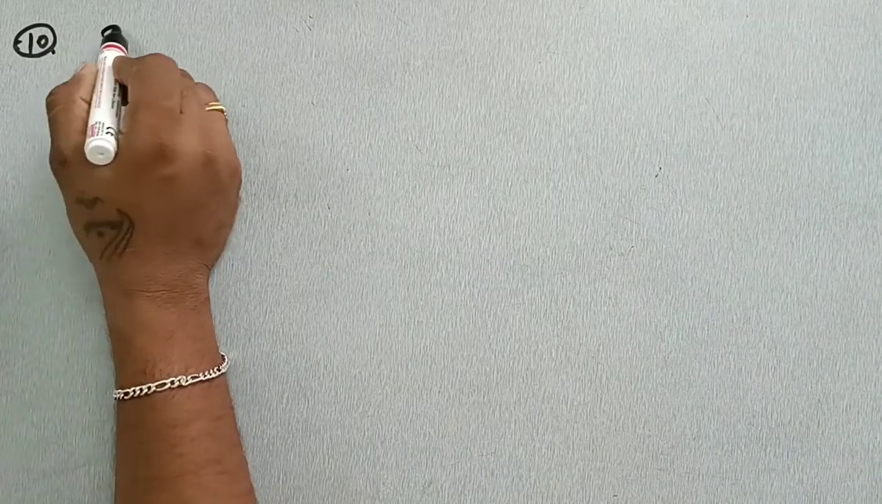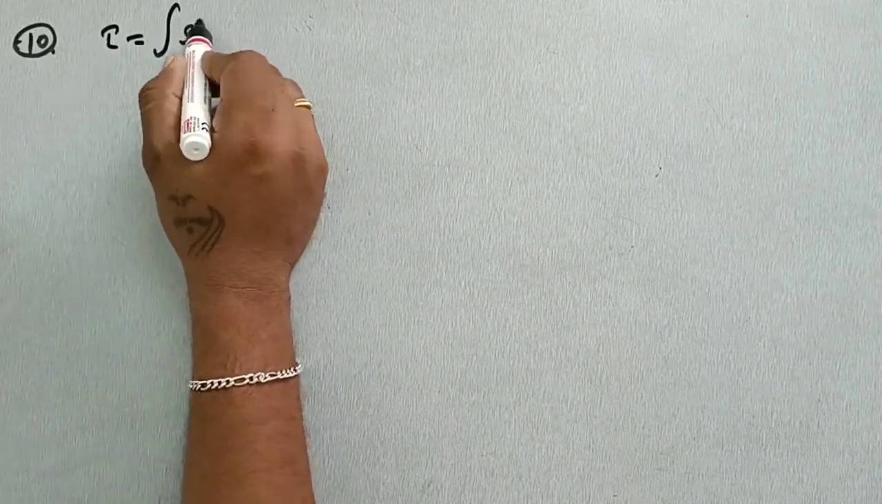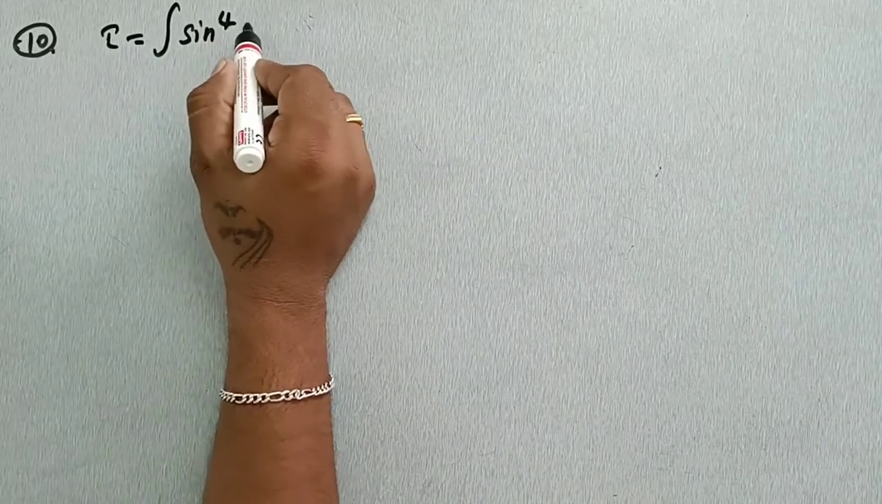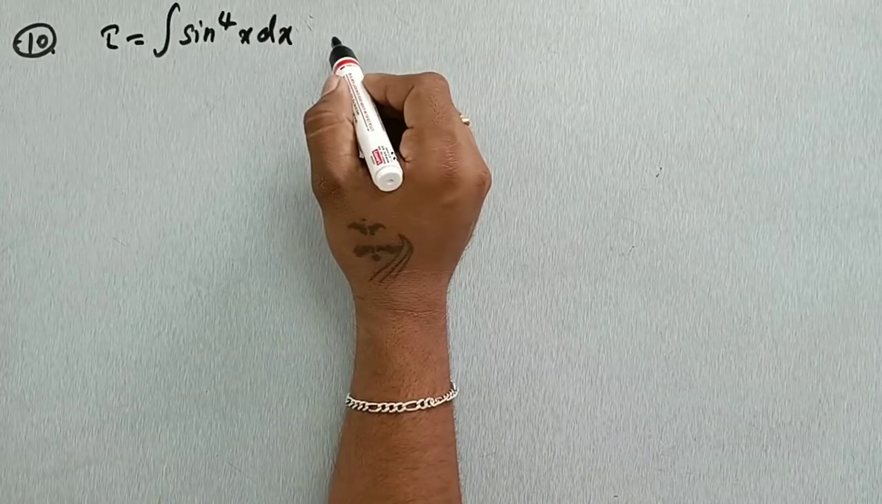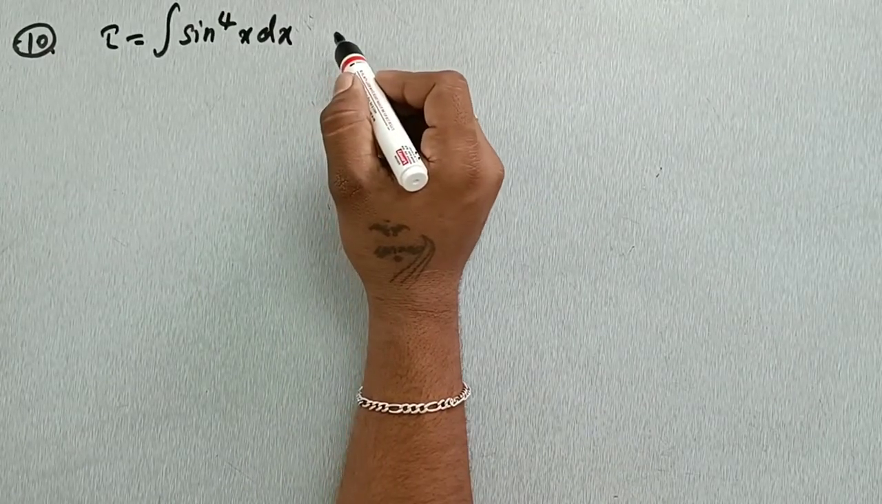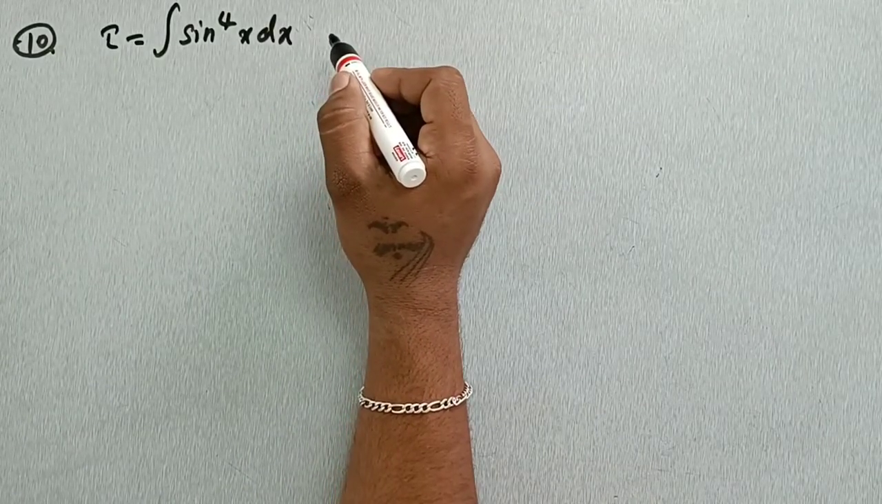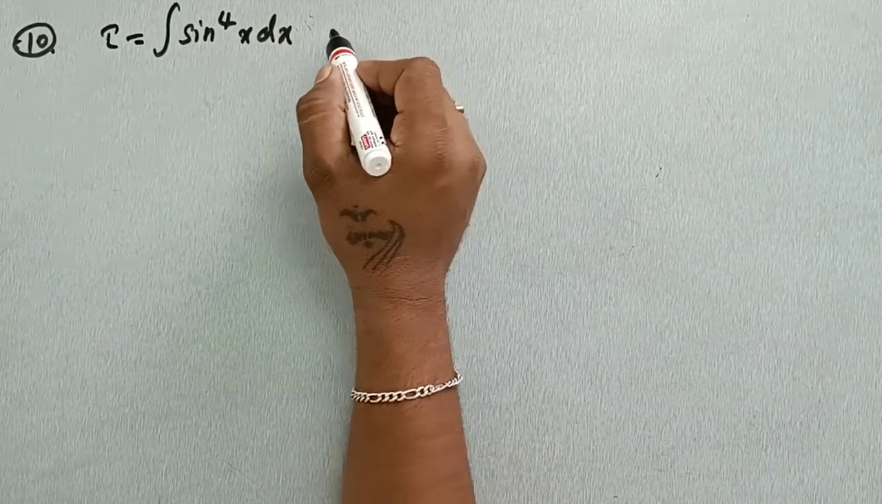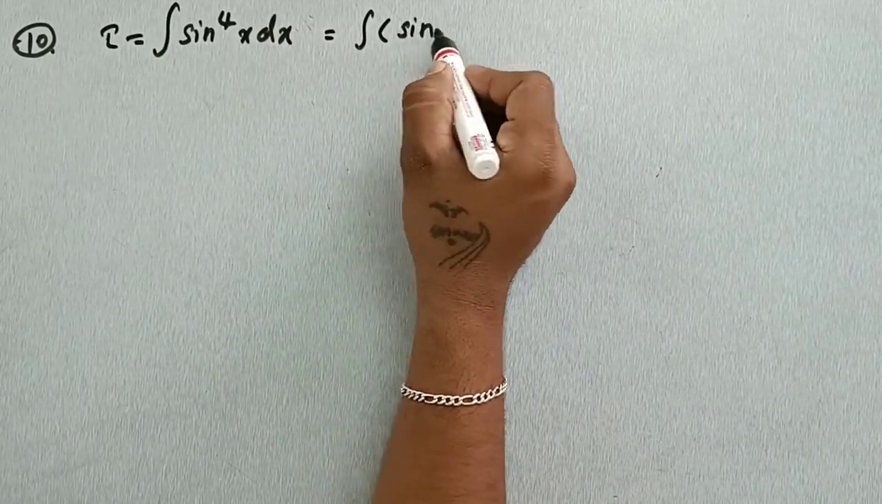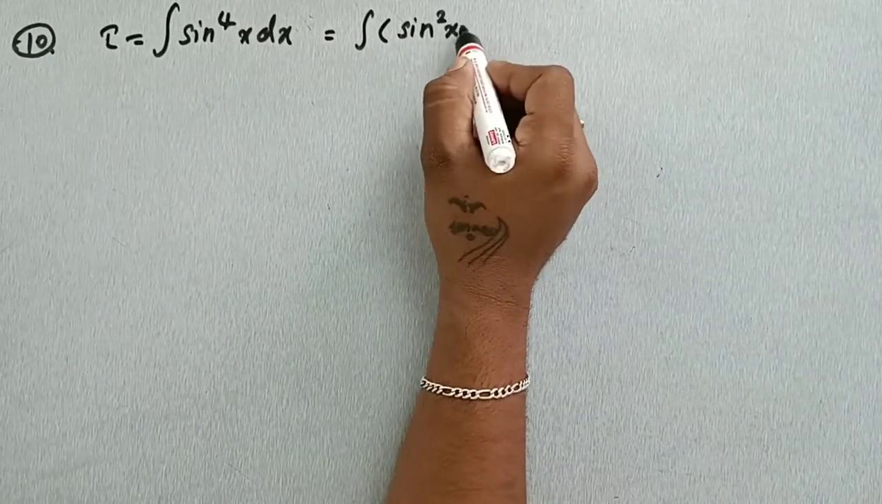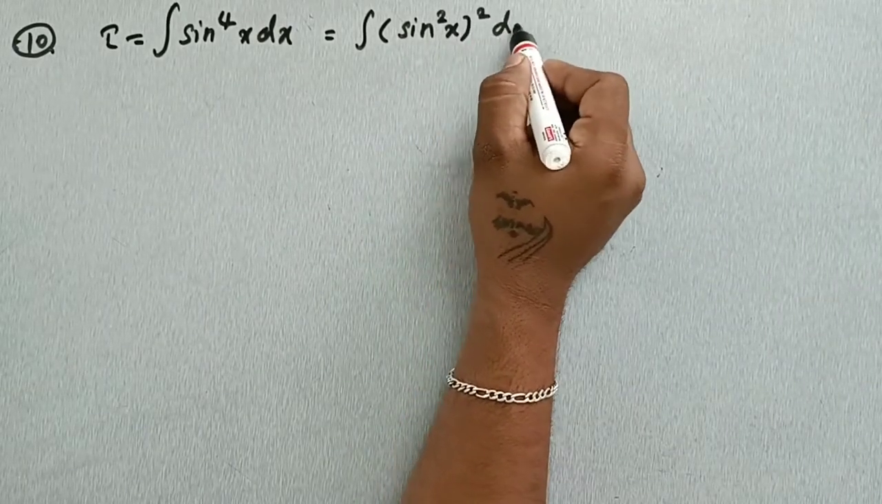Good evening, all. We will start question number 10 from this class. What is given? Integral I equals integral of sine power 4 x dx. This sine power 4 is also a power angle, and I am going to convert this power angle into multiple angles. How to convert? I am writing this function as integral of (sine square x) whole square dx.